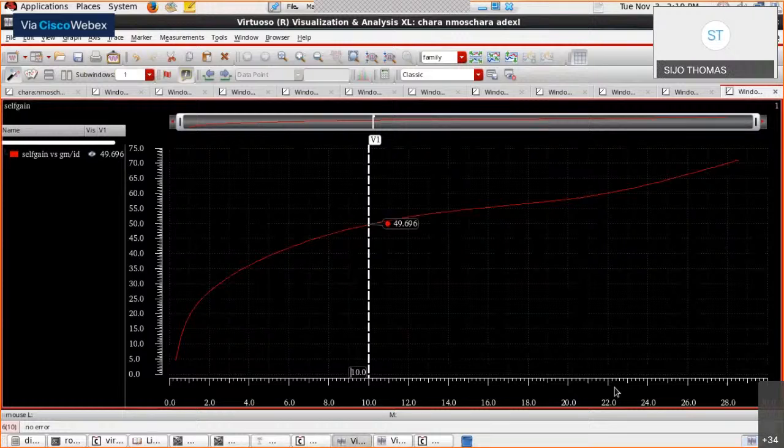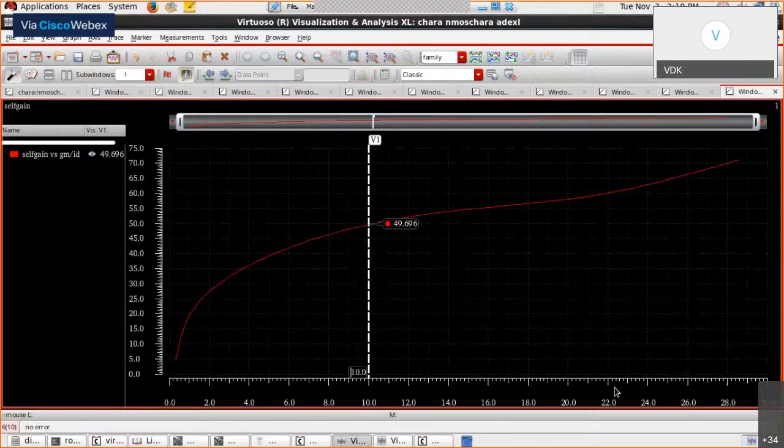Honestly speaking, we typically parameterize L for at least 3 to 10 values, depending on the requirements. For the sake of time and simulation run times, we have shown it only for one particular length, and then generated the curves. From the GM and GM over ID curves, we figured out the gate potential for a GM over ID of 3.3, and for that gate potential we attempted to figure out whether the MOSFET will be in strong, weak, or moderate inversion.